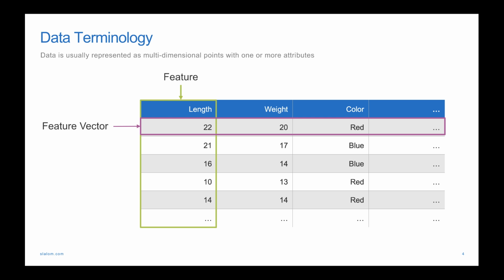Each row, each data point, is often referred to as a feature vector. This is a combination of all of your features that make up what would be known as one observation. Let's say red and blue are flags or something like that. That's the length and the weight of a flag and its color. All of those attributes, all those features that make it up, are referred to as a feature vector.